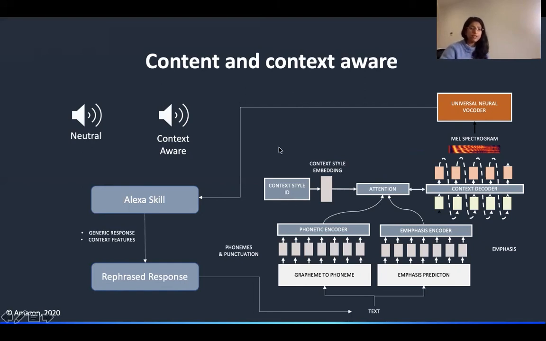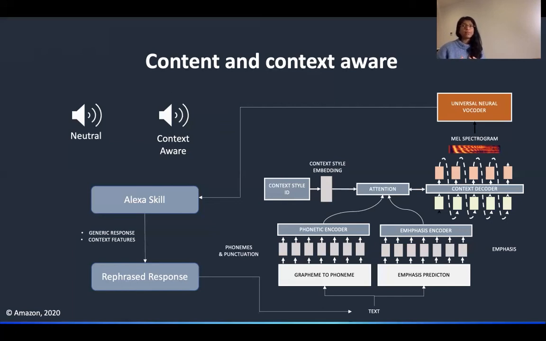So let's listen to the neutral one over here. Very happy to help. Let's find something you'll like on Amazon Music. How about something from the 80s? Does that work? Whereas this is something which is more contextually aware. Very happy to help. Let's find something you'll like on Amazon Music. How about something from the 80s? Living on a Prayer by Bon Jovi. Does that work? So this is how the contextually aware systems work.